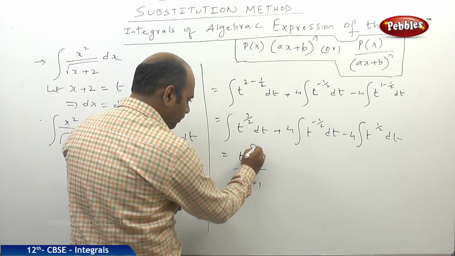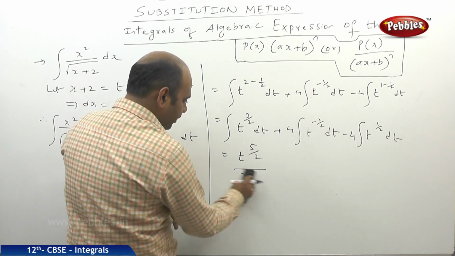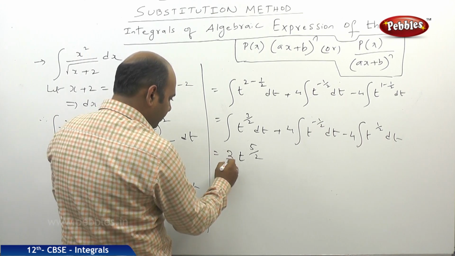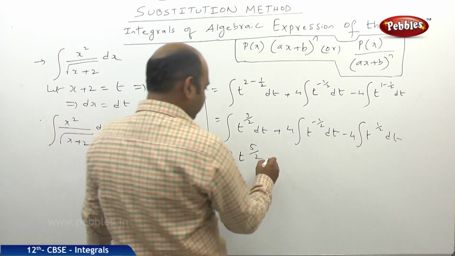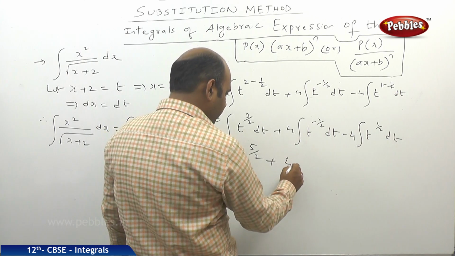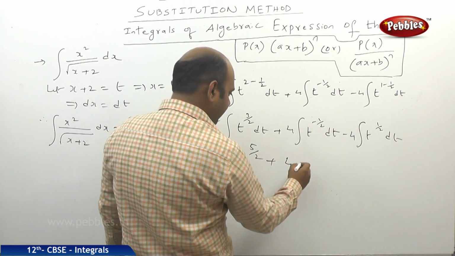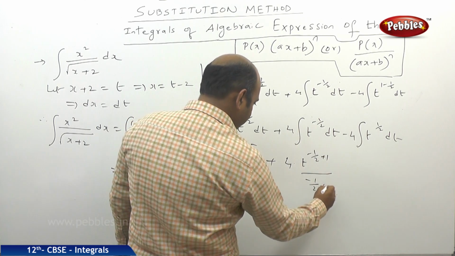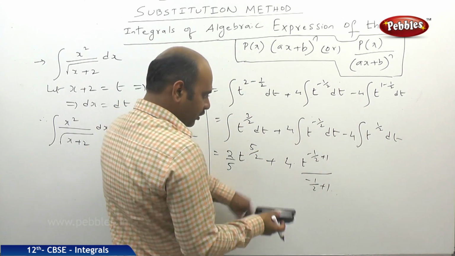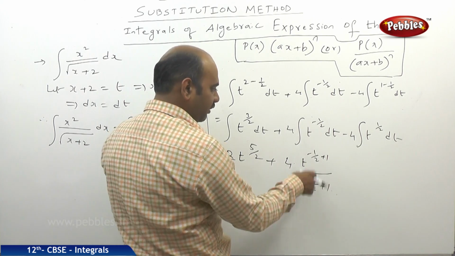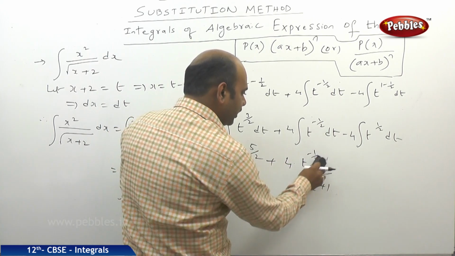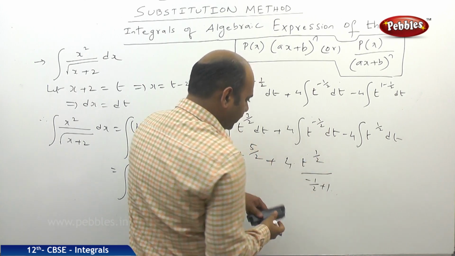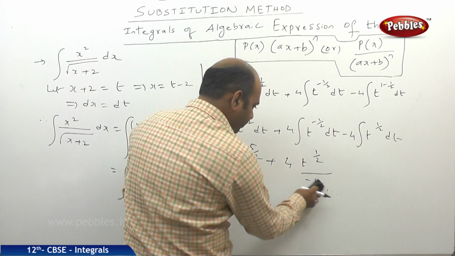I think by this time you are well acquainted. And here also 5 by 2, 5 by 2 going to the top means it becomes 2 by 5, plus 4 into t power minus 1 by 2 plus 1 by minus 1 by 2 plus 1. But directly now I will be writing, for your understanding I am writing like this. But t power minus 1 by 2 plus 1 means 1 by 2. And here also minus 1 by 2 plus 1 means 1 by 2.